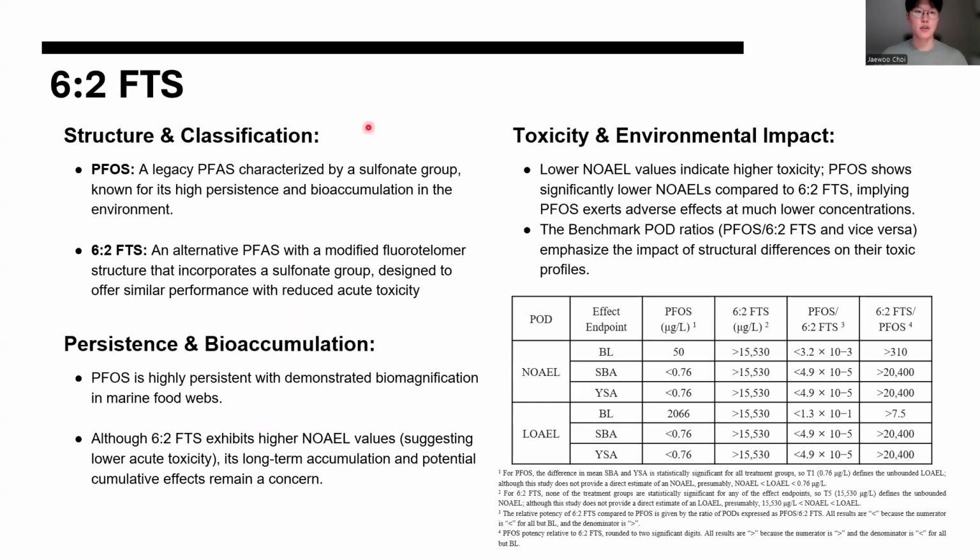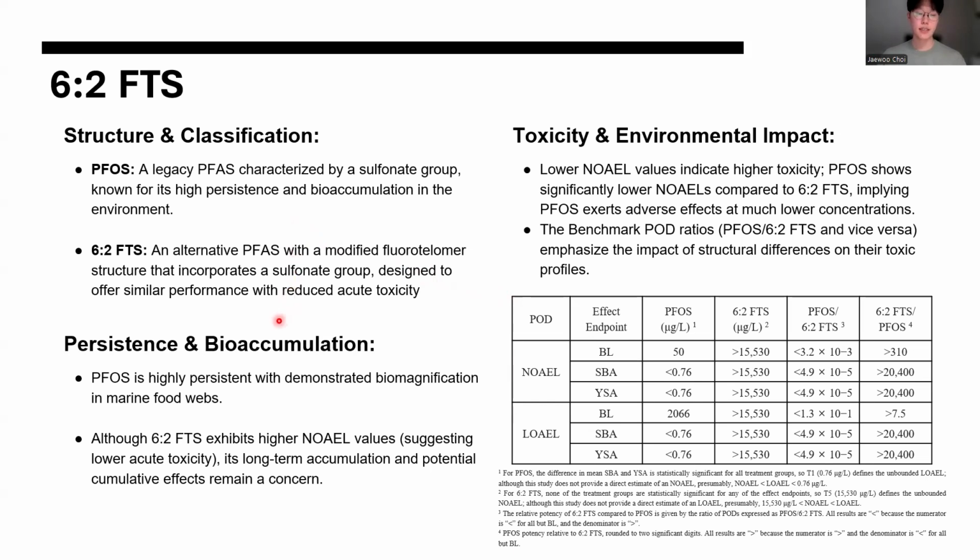Now let's take a look at 6-FTS. NOEC values show that PFOS is much more toxic than 6:2 FTS. However, 6:2 FTS still accumulates in marine organisms. Its long-term effects remain unclear. Some structural differences are that PFOS has a fully fluorinated chain with a sulfonate group. 6:2 FTS has a 6-carbon perfluorinated chain linked to additional carbon chains with a sulfonate group, which suggests that it has lower toxicity than PFOS.